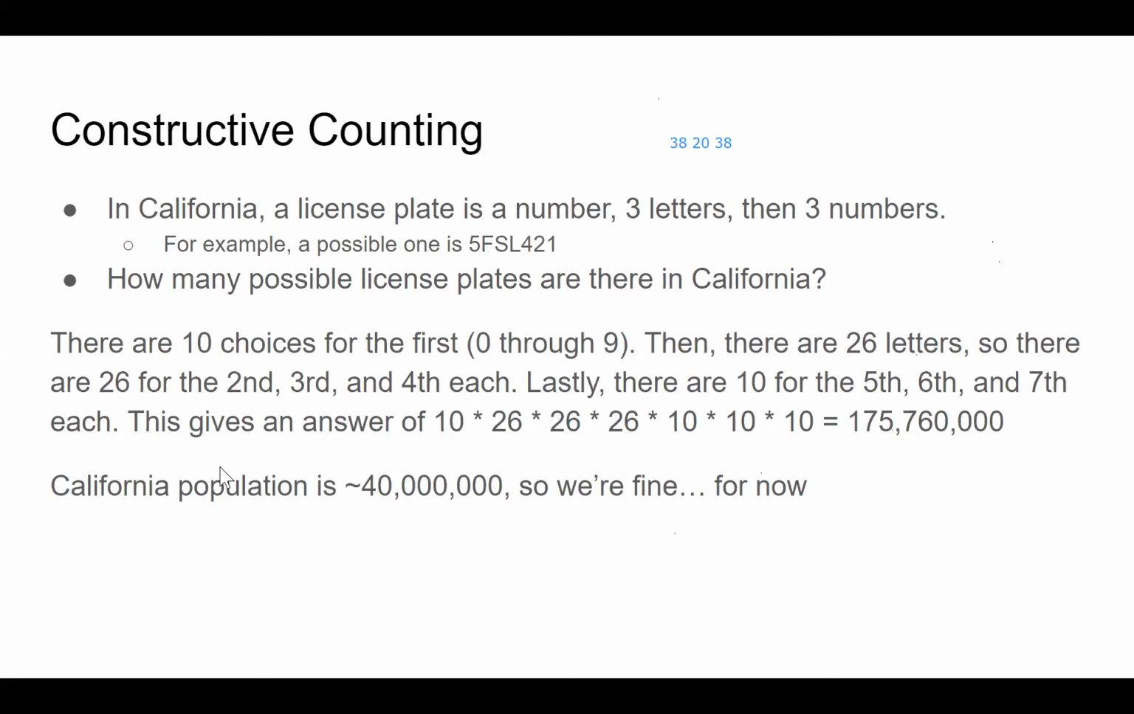So we can see that if you search up California's population, it's about 40 million. So this means we currently have enough, but it's possible we might have to change soon.